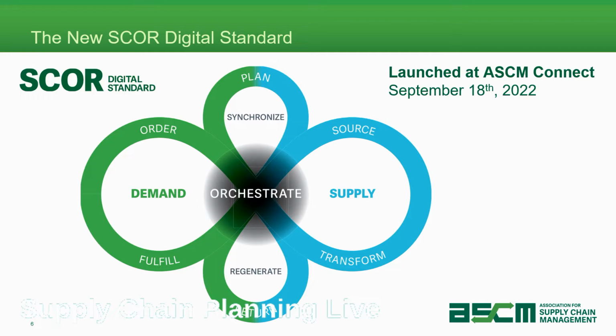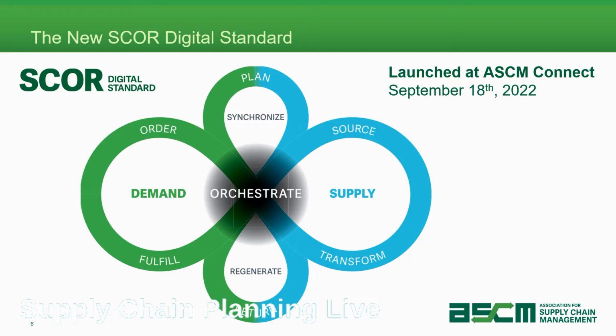So what you're seeing on the screen here is what we refer to as our infinity loop. And for those of you who are familiar with SCOR in the past, you'll notice that this infinity loop is no longer linear like it was prior. This is in recognition of the fact that today's supply chains are no longer linear. They are infinitely in motion, they are constantly changing, and there's the constant need to adapt the various elements of the supply chain to the customer requirements.